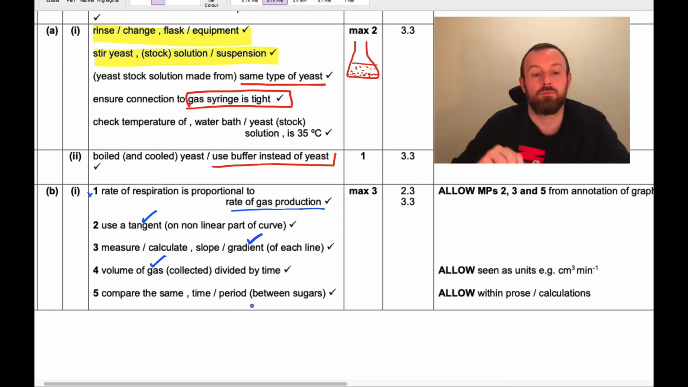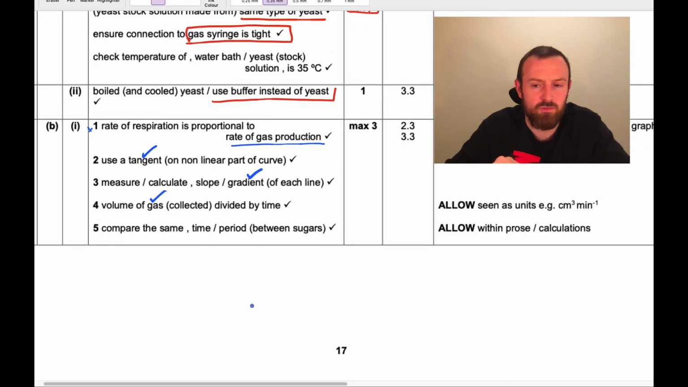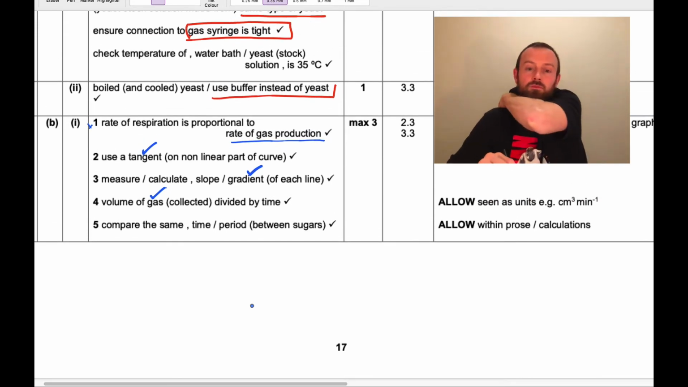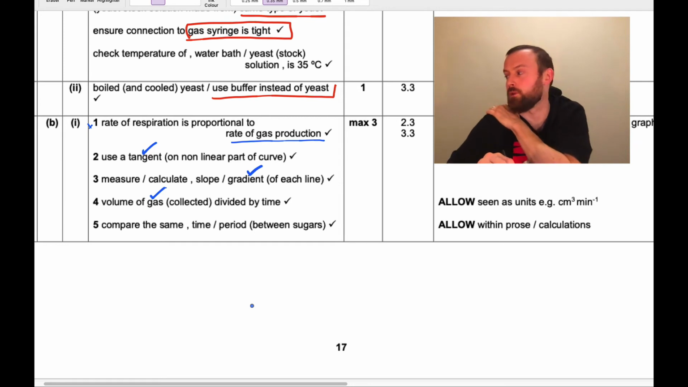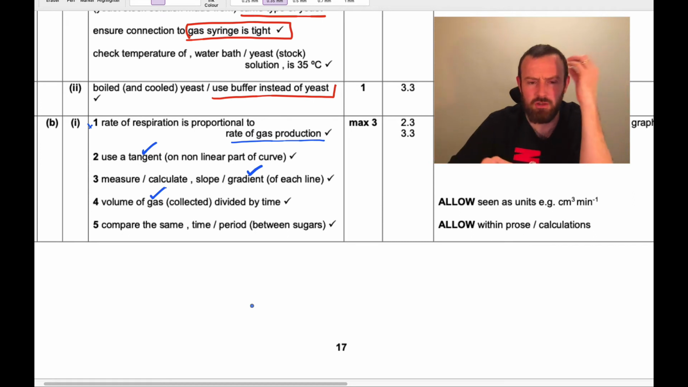And I'm not sure, actually, if I entirely agree with number 5. I think we would compare, well, if you were just looking at the total volume produced, we'd look at the same time period between sugars. Maybe does that mean you should work out the gradient over a 1 minute change or something for each sugar? I'm not really sure about that one, to be honest.